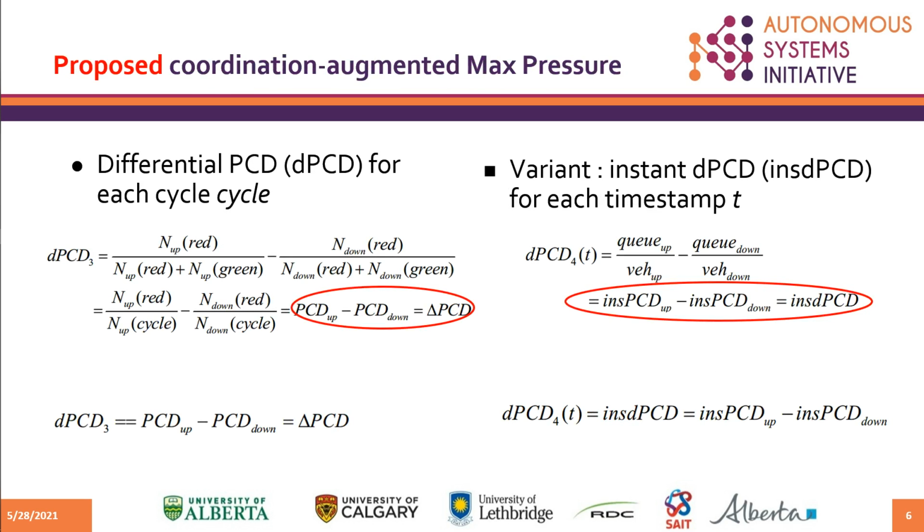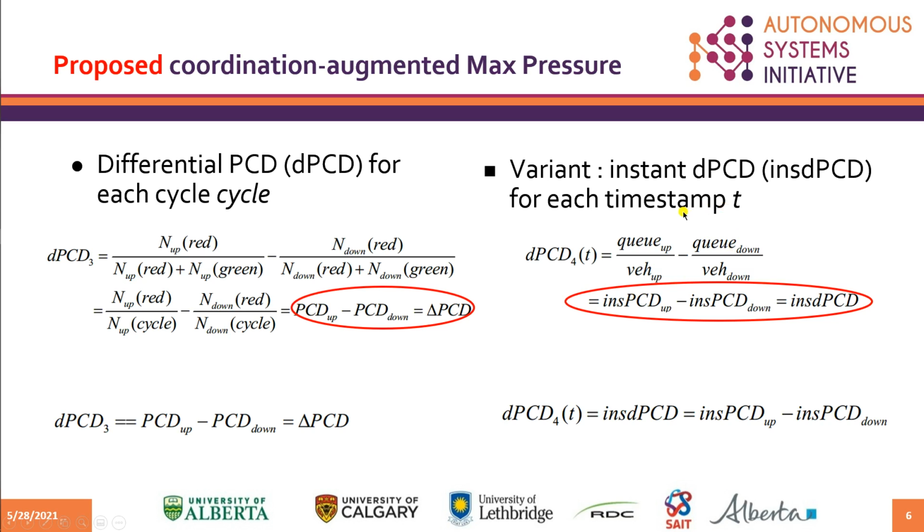Thus, we propose a new distributed signal coordination at connected intersections in this paper. A coordination augmented max pressure is developed here. The left side shows the differential PCD for each cycle. First, at each cycle, the PCD is calculated for both upstream and downstream. Then they are subtracted from each other, and we obtain the differential PCD for one phase within the next cycle.